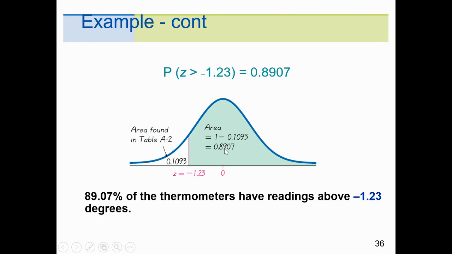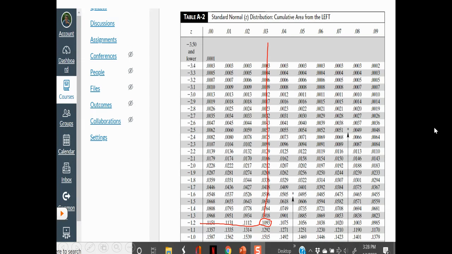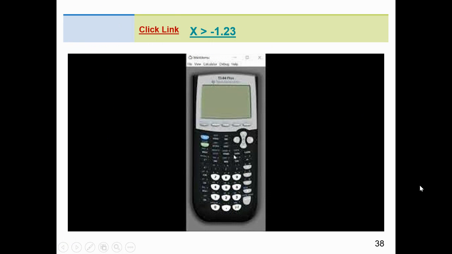Here again, we get an answer: 0.8907, subtracting the area associated with that value from 1, giving us 0.8907. All right, there it is. There's the negative 1.2, there's the 0.03 where they intersect. That's how I got that answer of 0.1093.